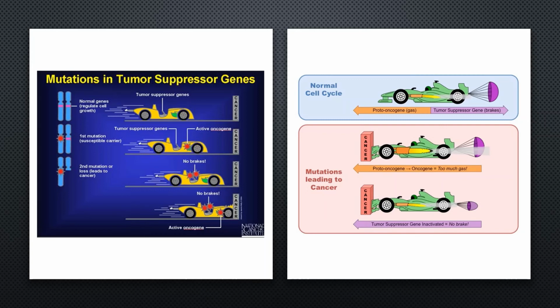And then the image on the right is similar, but it basically says the oncogene, stimulating the cell cycle, is like pressing the gas. And then the tumor suppressor gene would be like a brake, slowing it down. So when you have cancer, it'd be flooring the gas with no brake.